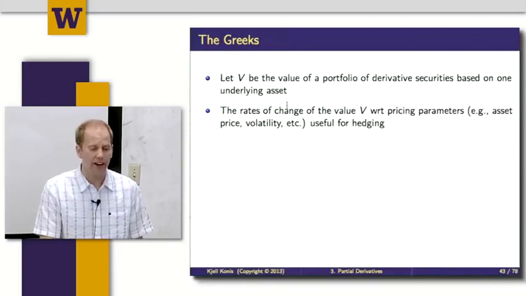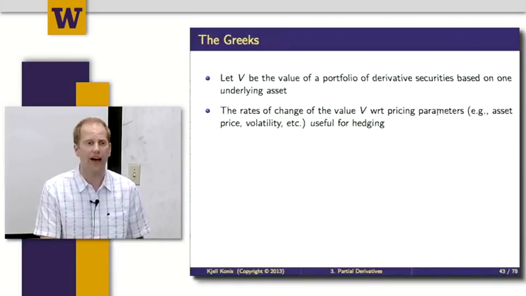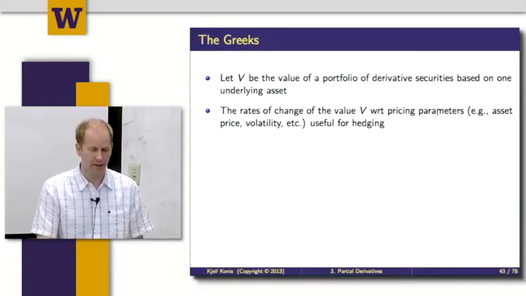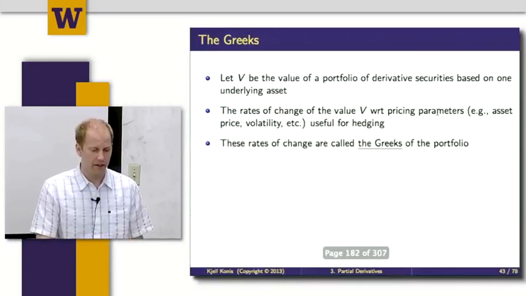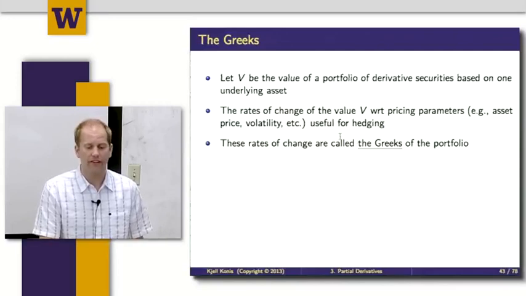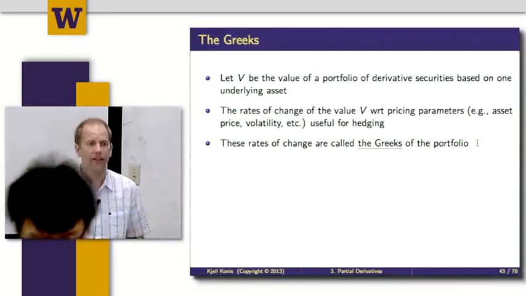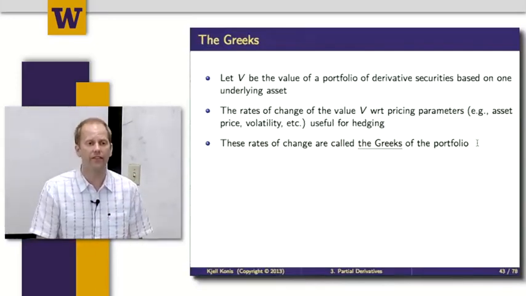And then the rates of change of the value V with respect to the pricing parameters, so that would be the asset price S, the volatility sigma. These are going to be things that are useful for hedging. And these rates of change are called the Greeks of the portfolio. And they're basically just the different derivatives you can take of the Black-Scholes pricing formula.